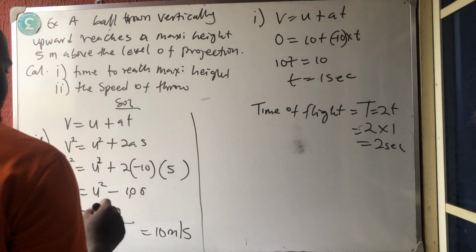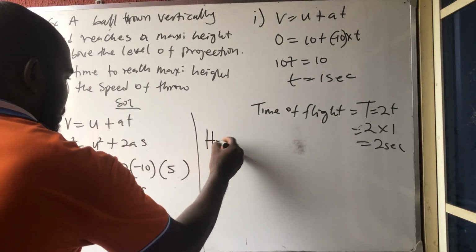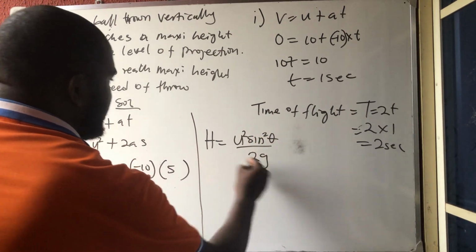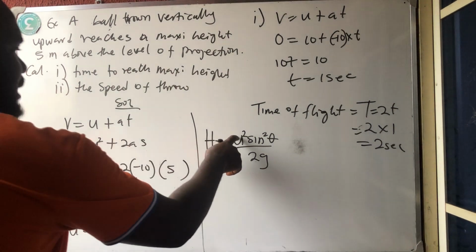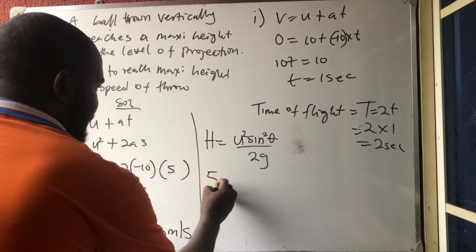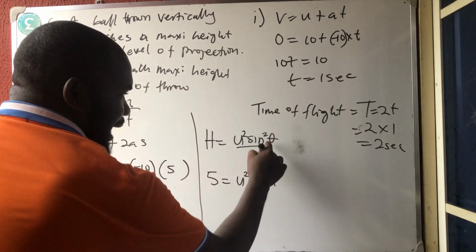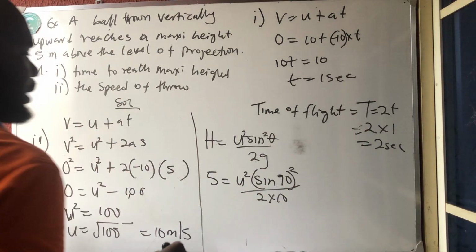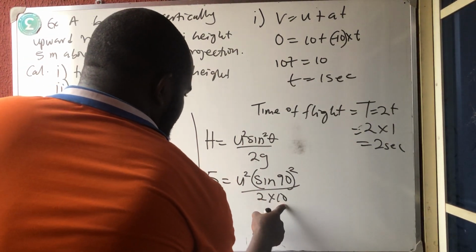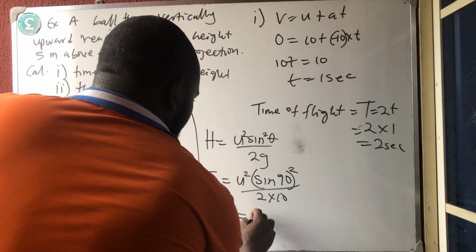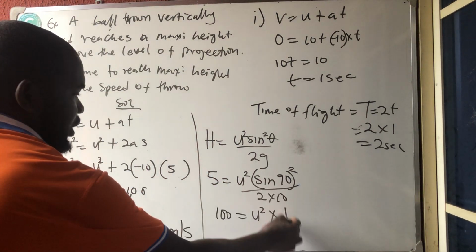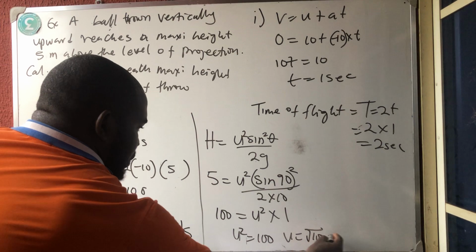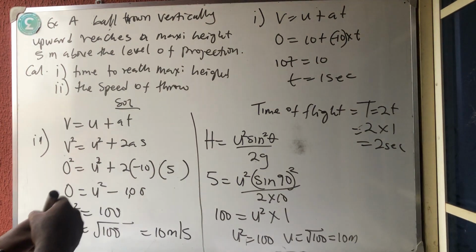The formula said that the maximum height h is equal to u squared sine squared theta all over 2g. This will help us to get our u. So 5 is equal to u squared sine squared 90, my theta is 90 like I told you, all over 2 times 10. 2 times 10 is 20, 20 times 5 is 100. 100 is equal to u squared, sine 90 is 1, 1 squared is 1. So u squared is equal to 100, and u will be the square root of 100, which is 10 meters per second. As simple as that.